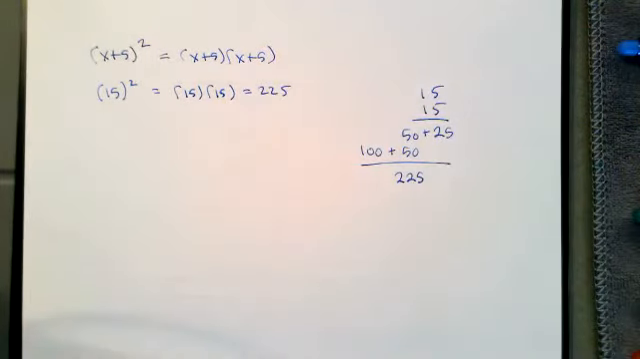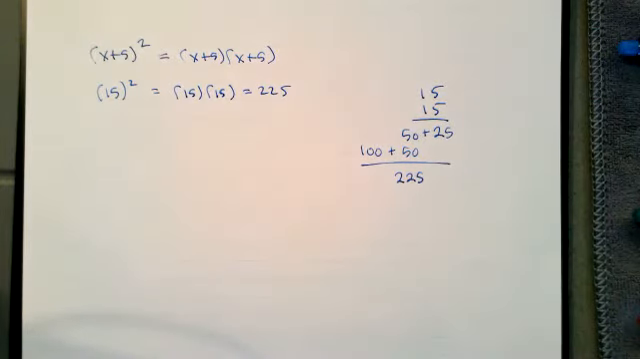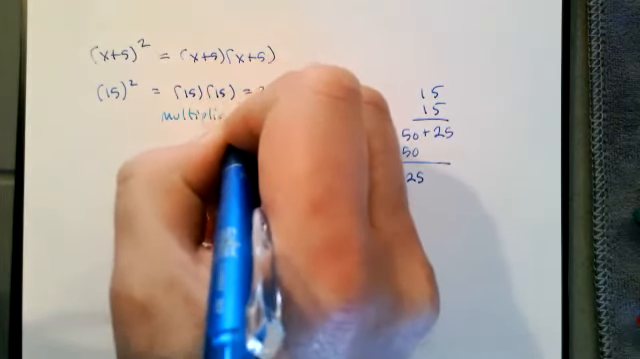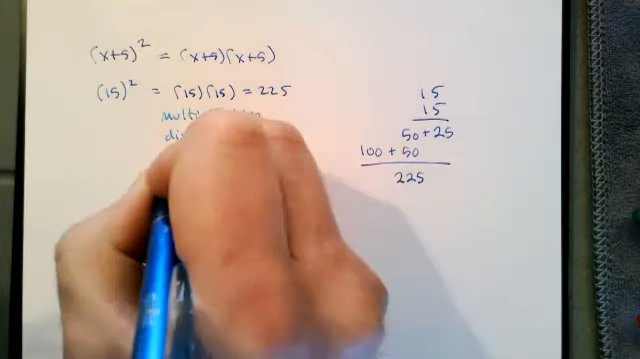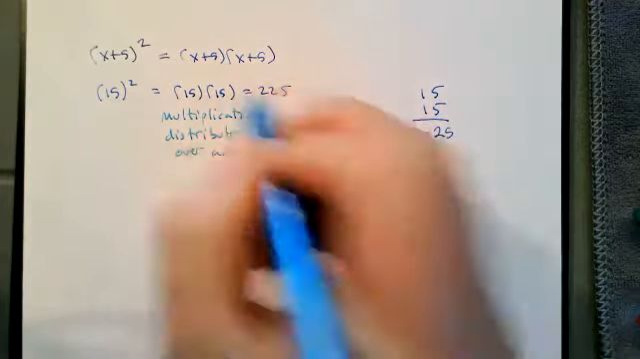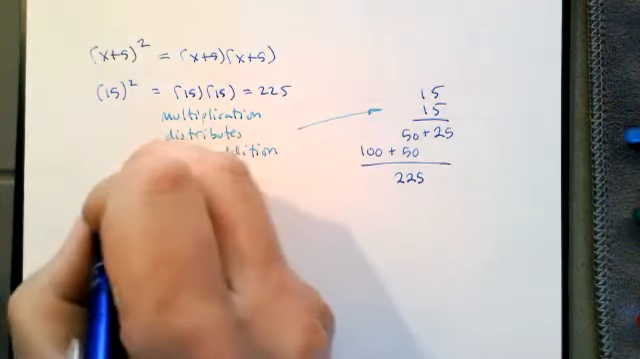So we get to do the same thing. What we're using is the distributive property. So this process is the distributive property. Multiplication distributes over addition. That's what's going on when we multiply the 15 by the 15 over here. We're using the distributive property. Each digit in one number is multiplied by every digit in the other number.